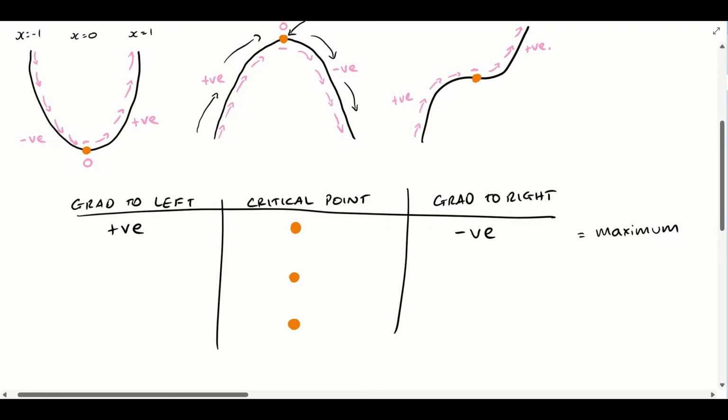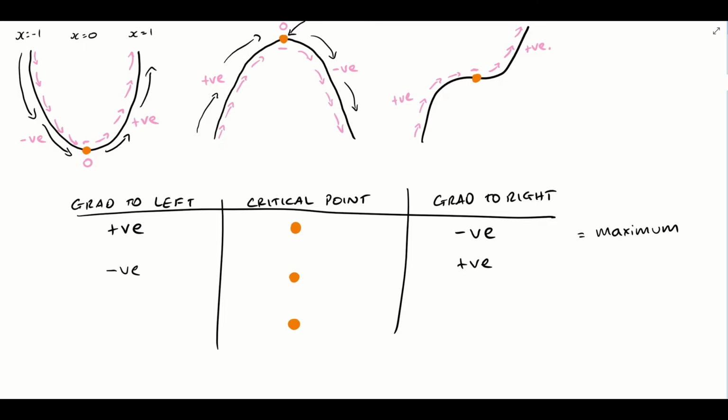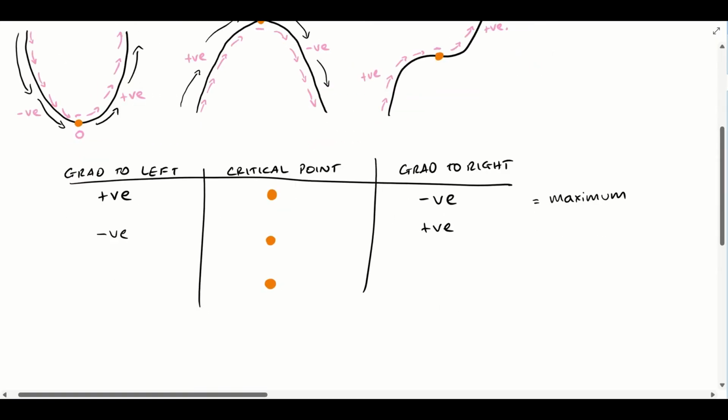Okay, what about if we're negative to the left, and then we're positive to the right? That implies that we're coming down the bowl to our critical point, and then climbing the bowl back up the other side. That's going to be a minimum, okay? So we have a minimum here.